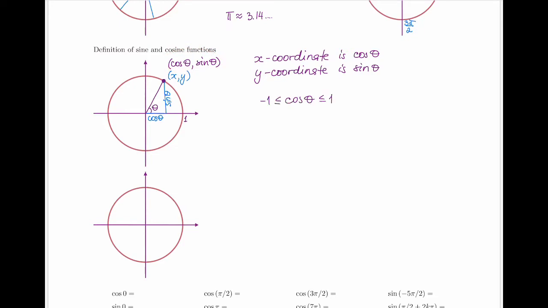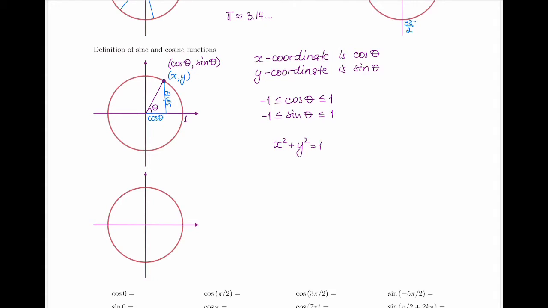And this is where one of the first properties of sine and cosine functions come from. The next one that's useful too is, if you remember, what is the equation of a circle centered at 0 with radius 1? It's going to be x squared plus y squared equals 1.